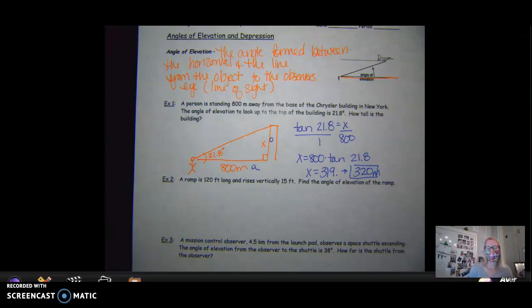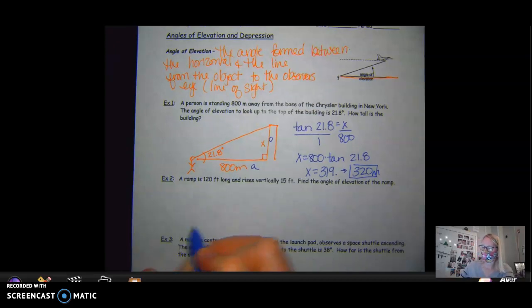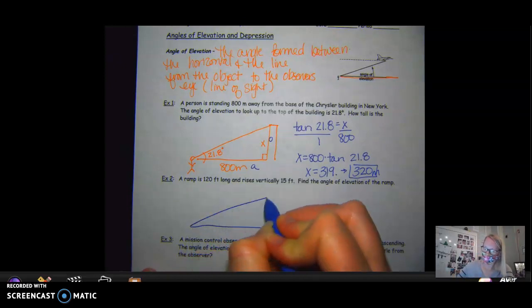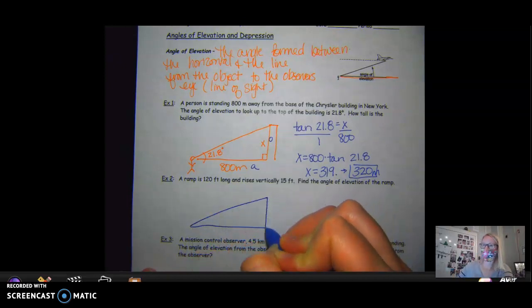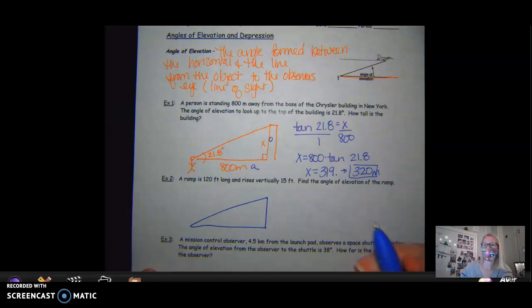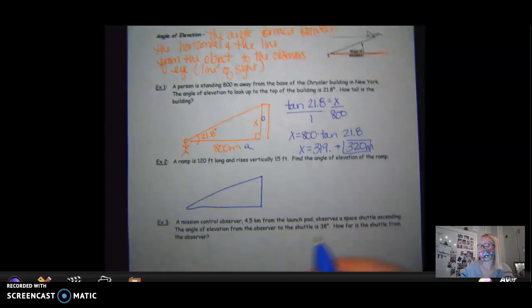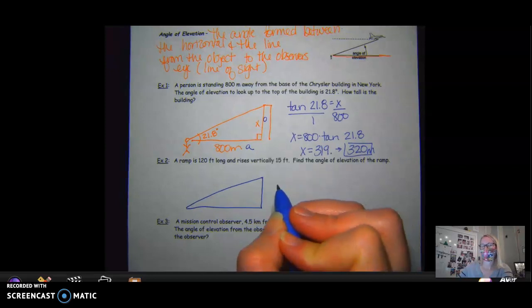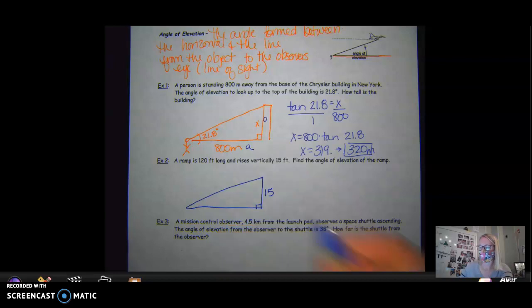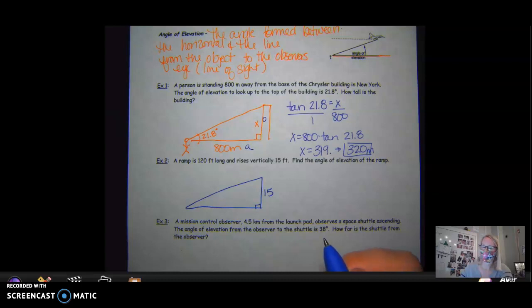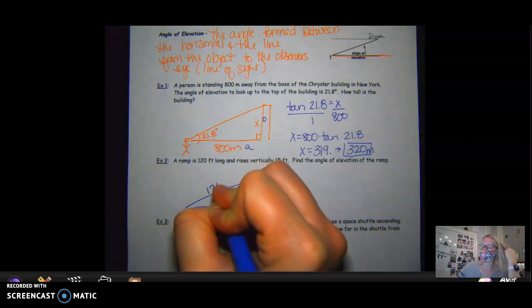A ramp is 120 feet long and rises vertically 15 feet. Find the angle of elevation of the ramp. Okay, so we have a ramp. So we have the ground, right? And then we have a ramp. It rises to a certain point. It rises vertically 15 feet. So where would I put that 15 feet? Yep. Here's my 90-degree angle. Then it also tells us 120 feet long. Where would that go? Hypotenuse, because that's the ramp length.